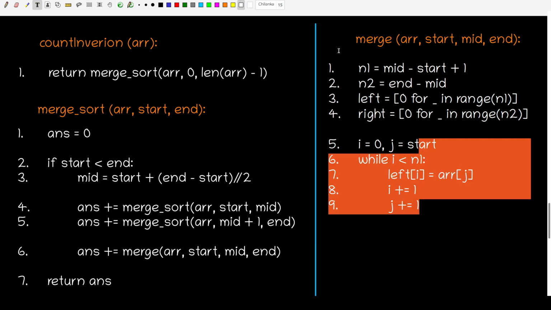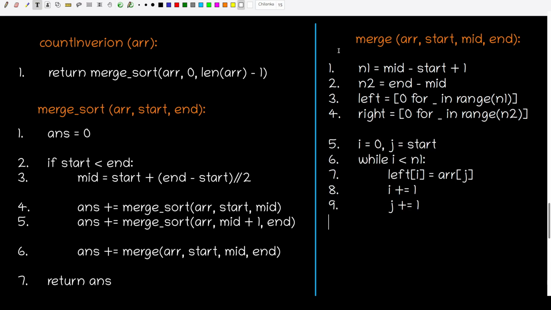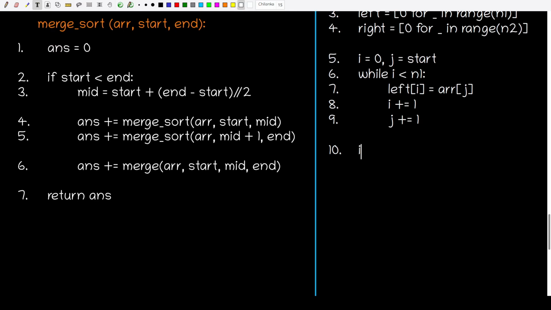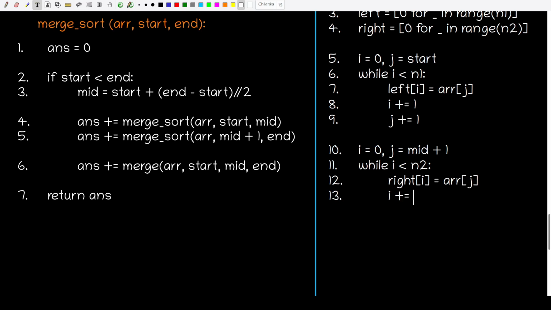And in this way, using this loop, we have populated our left array. Similarly, we are going to populate our right array. So let us do that. Again, i equals 0 and j equals mid plus 1. Then, while i is less than n2, right of i is equal to arr of j. And then we are going to increase our j by 1.